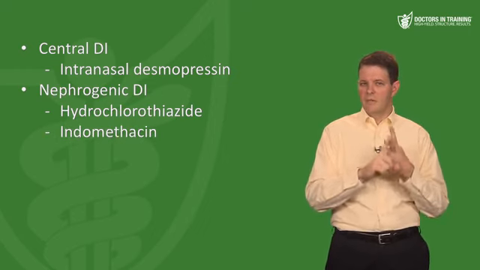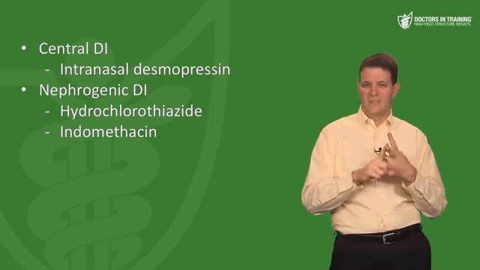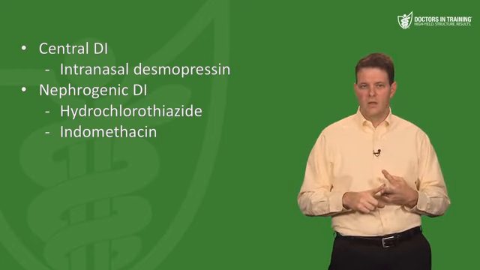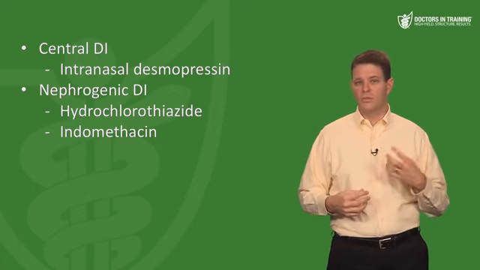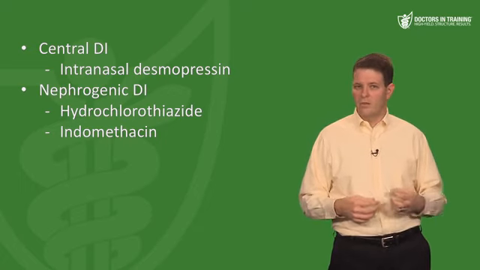Second line would be indomethacin, which can also be used in addition to HCTZ. Indomethacin will inhibit prostaglandin synthesis and reduce renal blood flow, and that's going to decrease urine output somewhat.